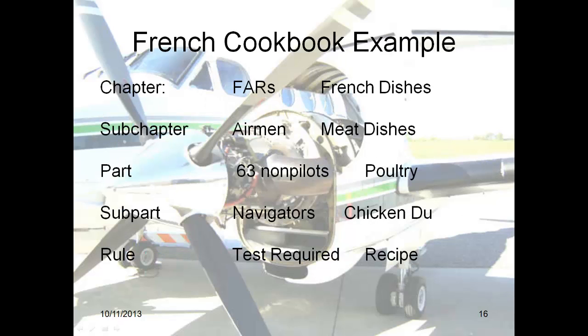Back to our French cookbook. So where we might have FARs are the whole regulations, we had French dishes, all the dishes in our book. Next grouping was subchapter, and we used the example airmen. In the French cookbook, if you started out with French dishes, you had meat dishes, and you had several different types of meat dishes or poultry dishes. The next logical grouping being part for FARs. So when we grouped up the meat dishes, we said you got fish, you got poultry, you got all these different types. So all we're doing is making logical groupings starting at the top with chapter, subchapter, part, and subpart.